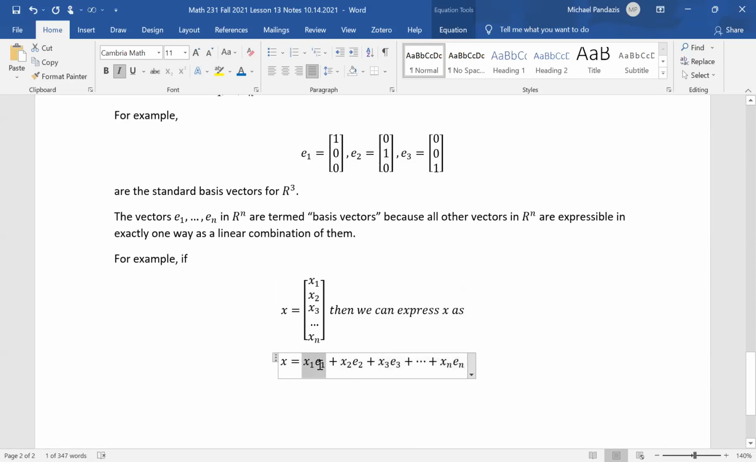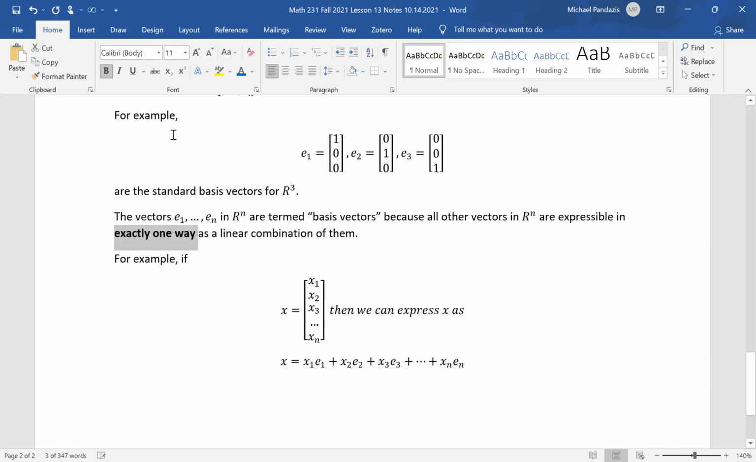And so x1 E1 has x1 as the element in the first coordinate. And so when you add all these up, you only have x1 as the first coordinate. So there's exact correspondence between the components of this vector x and the coefficient next to each e. And so if they all match exactly, then x is equal to this. And if they don't match exactly, then your linear combination will not equal x. So not only is x expressible as a linear combination in this way, it is the only way to express x as a linear combination of E1 to En. Okay, so the exactly one way part is very important.